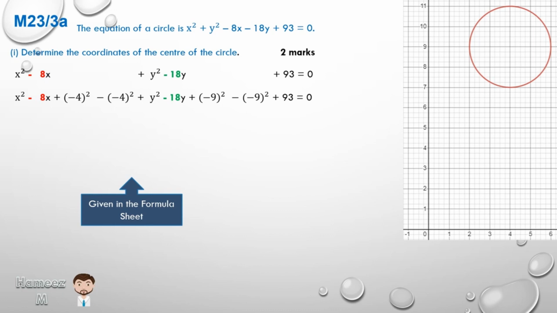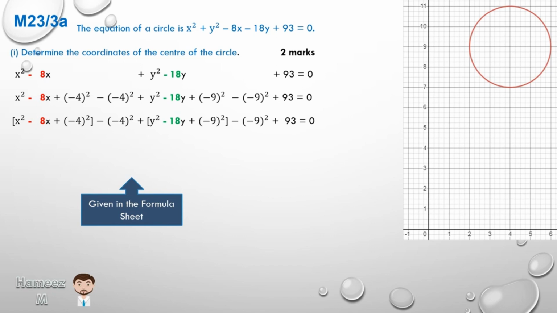And similarly, y squared minus 18y, look, we have minus 18 in green, so that's what we're using. Half of that is minus 9. So we're going to add minus 9 squared, subtract minus 9 squared, plus 93 is equal to 0. And let's put square brackets around the first three terms: x squared minus 8x plus minus 4 squared minus minus 4 squared, plus, let's do the same for the next three terms. Square brackets around y squared minus 18y plus minus 9 squared minus minus 9 squared, plus 93 is equal to 0.